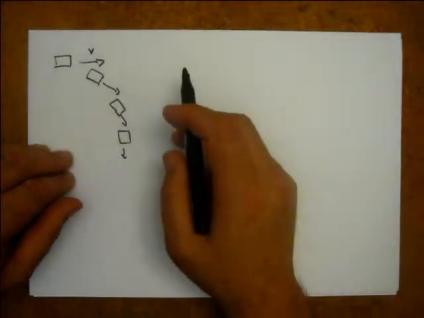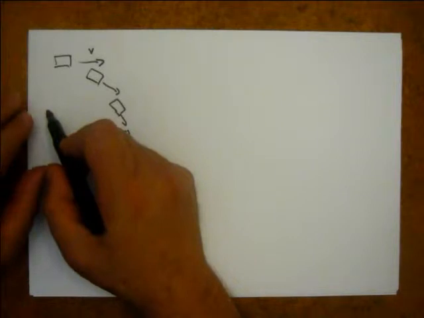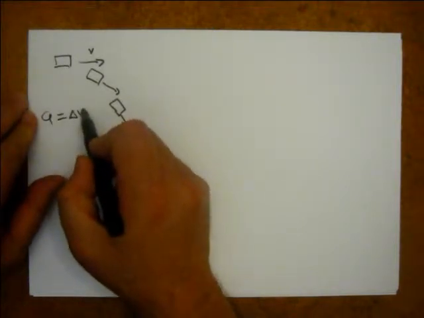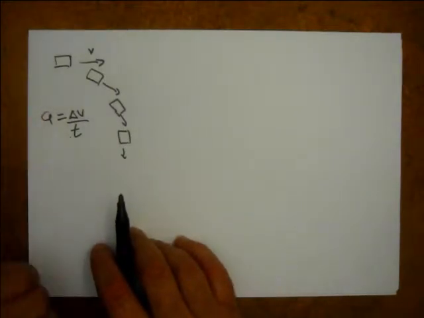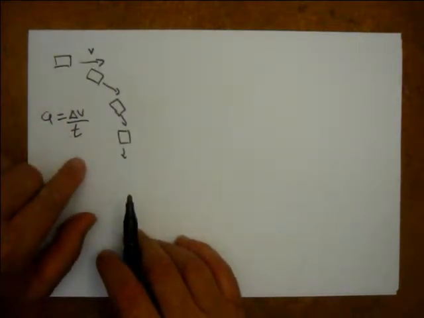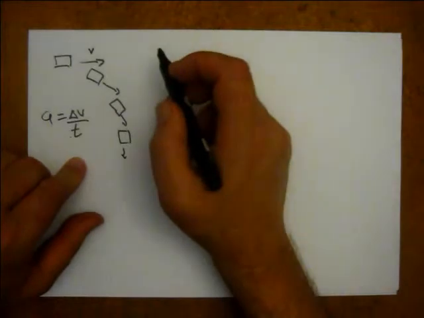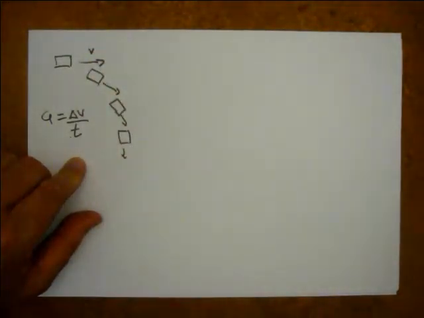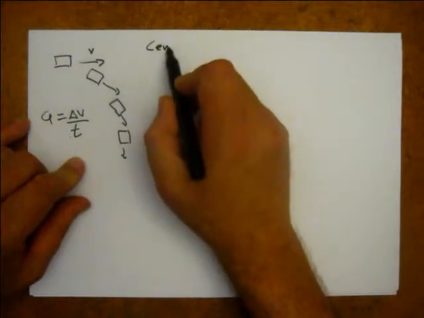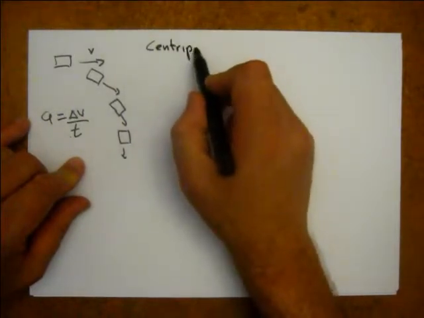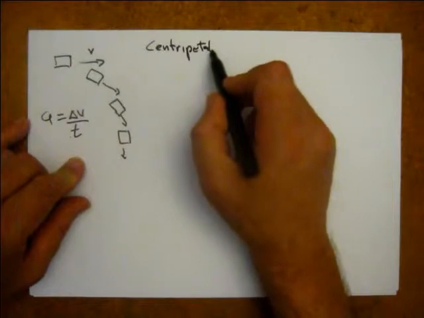And whenever there is a change in velocity, remember, there is going to be an acceleration. The acceleration is determined by the change in velocity over the change in time. So this type of acceleration, where it's going around in a circle, has got a special name. This is called centripetal acceleration.